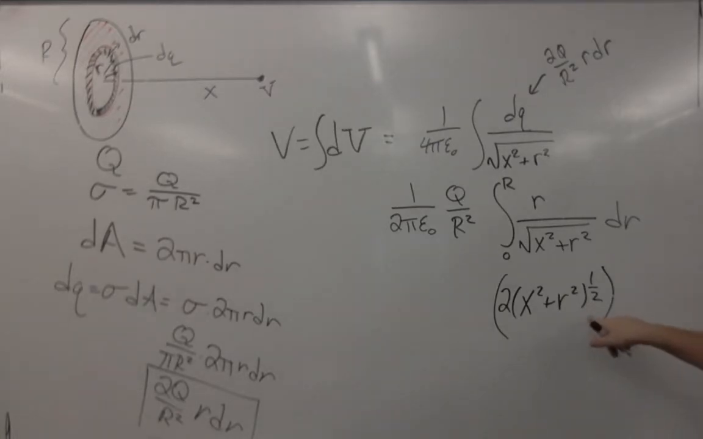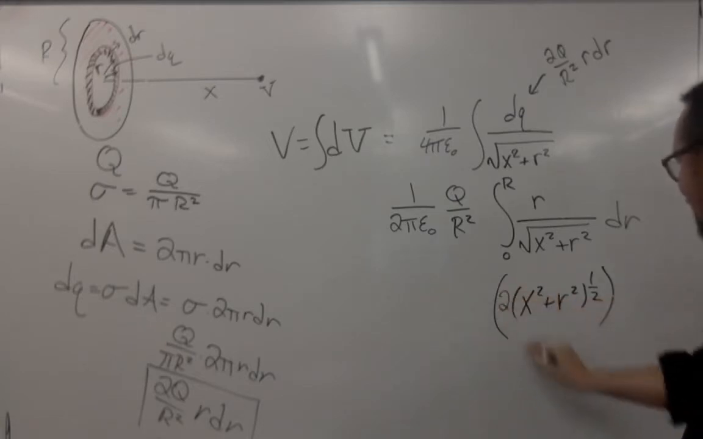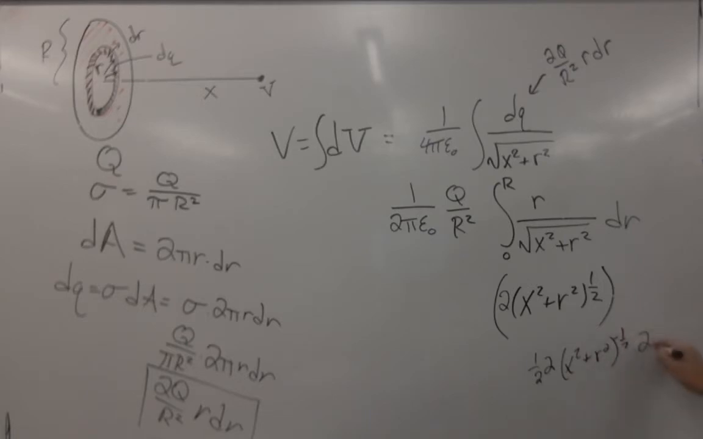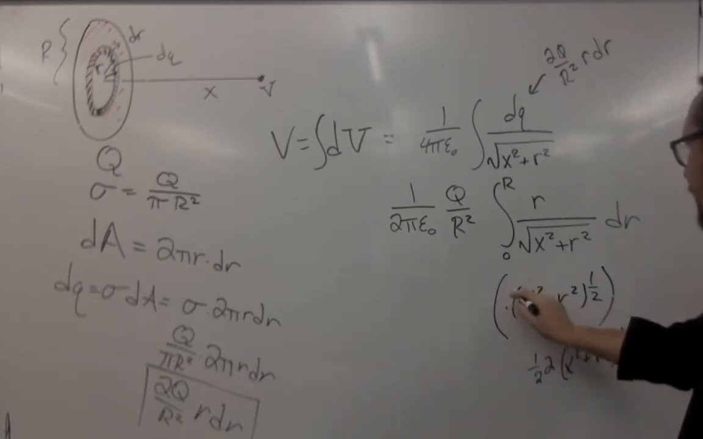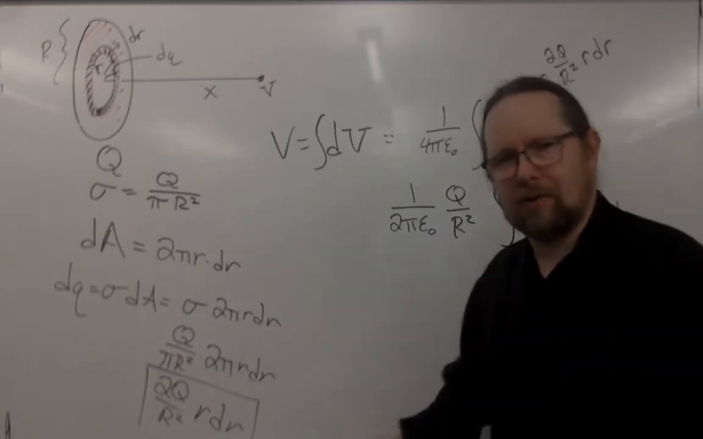Let's look at this a little more closely. If I take the derivative of this, I get 1/2, that goes away, 1/2 times 2 times x squared plus r squared to the minus 1/2 times 2r. So I need another 1/2 out front, I think. I think you need a 1/4. Maybe I got that wrong. I'll check the answer in the book.